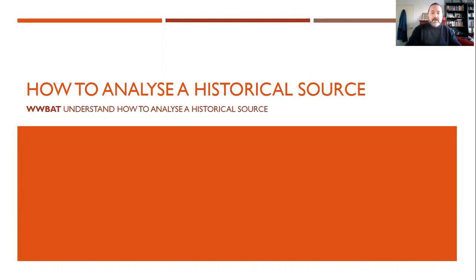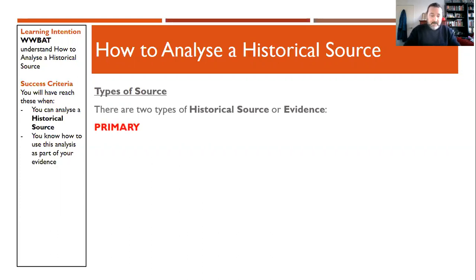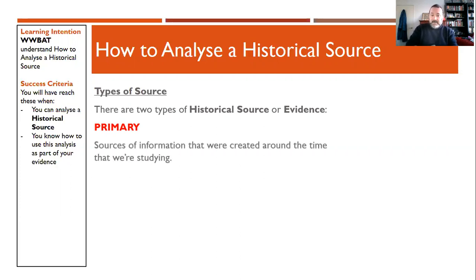it's important you need to know there are two different types of source. Now, you could think, oh, well, that's obvious. There's going to be picture sources and written sources. Those are different types of sources, but that's not what I mean in this context. What I'm talking about is two different types of historical source of evidence. Primary sources.